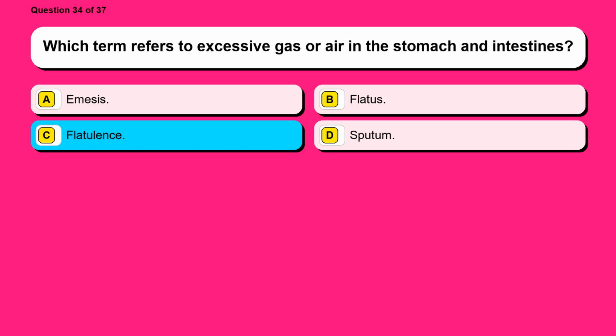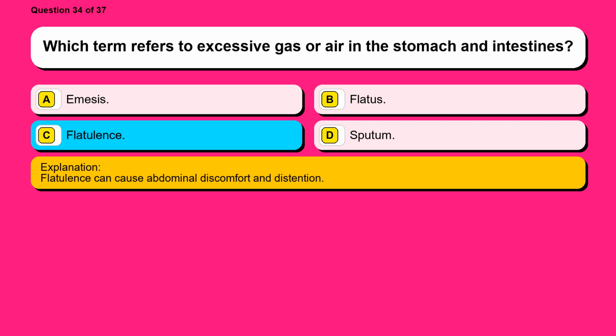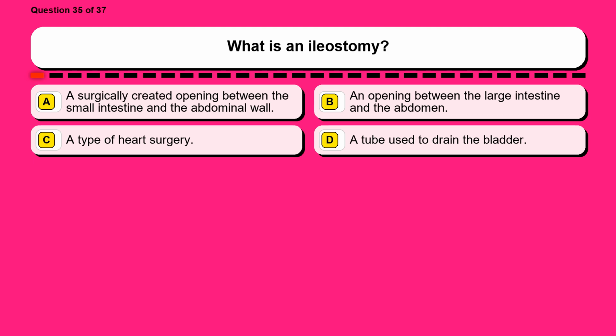The correct answer is option C. Flatulence. Flatulence can cause abdominal discomfort and distension. Question 35. What is an ileostomy? Option A. A surgically created opening between the small intestine and the abdominal wall. Option B. An opening between the large intestine and the abdomen. Option C. A type of heart surgery. Option D. A tube used to drain the bladder.